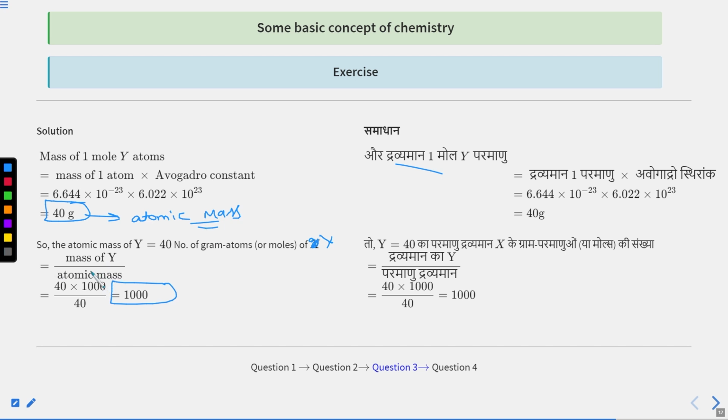by atomic mass, right? So mass of Y is equal to 40. Atomic mass we have calculated 40 gram, and the mass of Y which is given is 40 kg. Either you can convert this 40 kg into grams, or you can convert the 40 gram into 40 kg. So you have to multiply with 1000, and 40 will cancel out with this 40, and you will get the answer 1000.